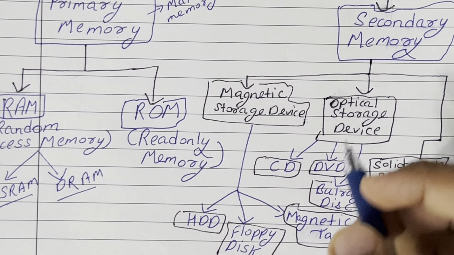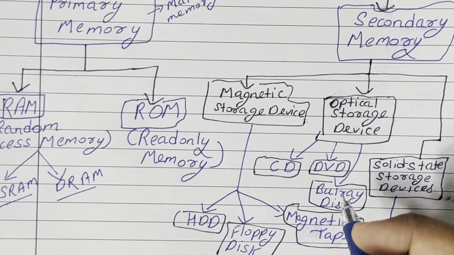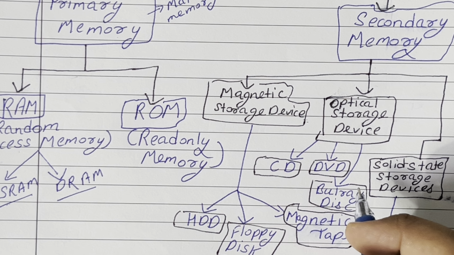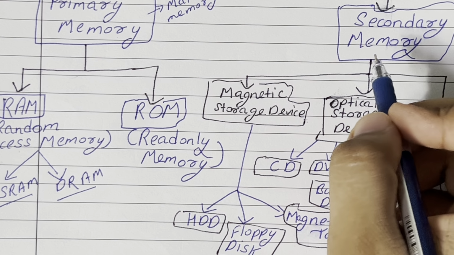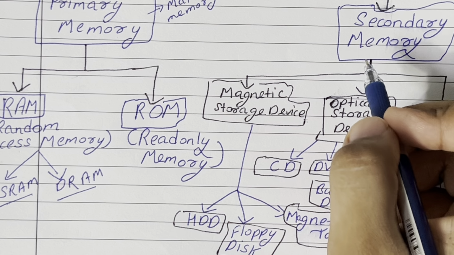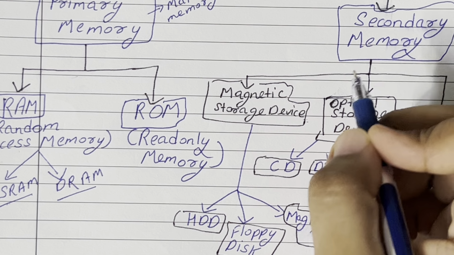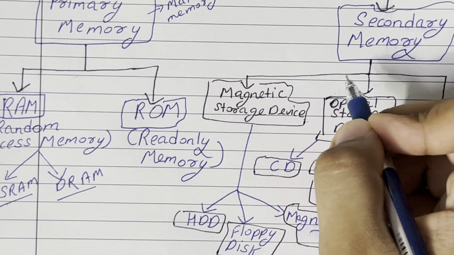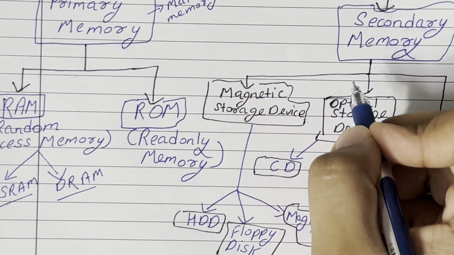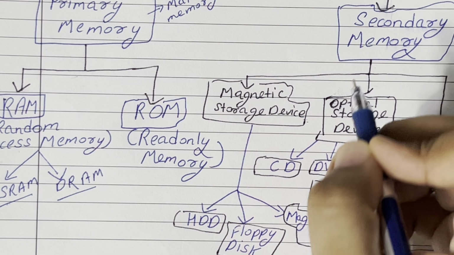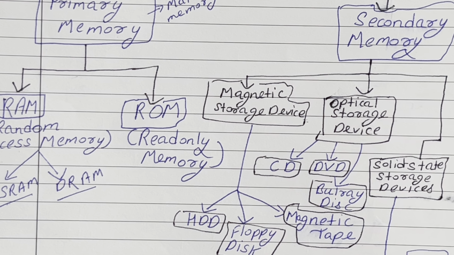Secondary memory, guys. Secondary memory, also known as auxiliary memory, external memory, or secondary storage, is a type of non-volatile memory which is used to store data, programs, and information permanently, and it retains its content even when the electric power is switched off, which makes it suitable for long-term storage.